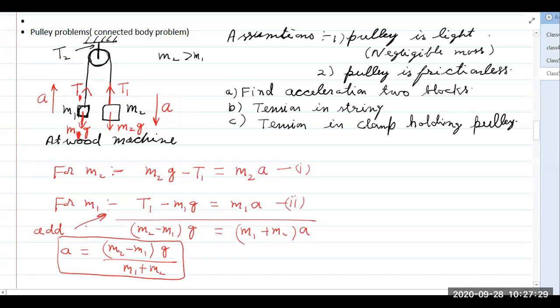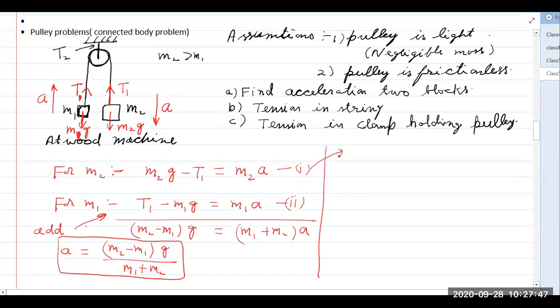You can also see that if M1 were equal to M2, M2 minus M1 will become 0. So in that case, if M1 equals M2, these two will remain balanced. None of them will move. The acceleration will be 0. Okay. So next part, we have to calculate the tension in the string.